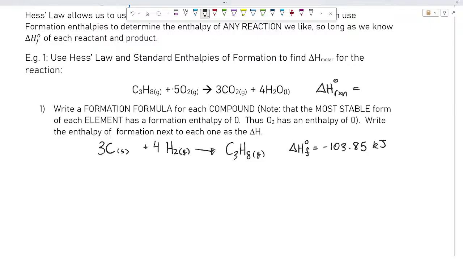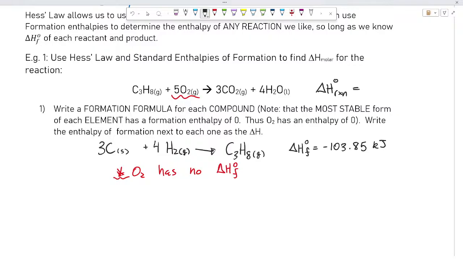All right. What about oxygen? Oxygen doesn't have a formation enthalpy, because at standard atmospheric temperature and pressure, oxygen is a diatomic gas. So what's the energy to turn diatomic oxygen into diatomic oxygen? Nothing. It takes no energy. So O2 has no formation enthalpy, because that is its standard form.